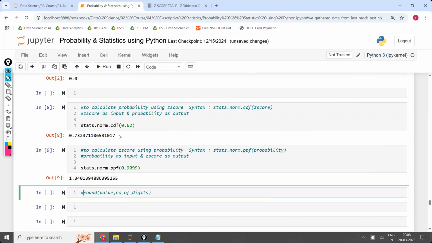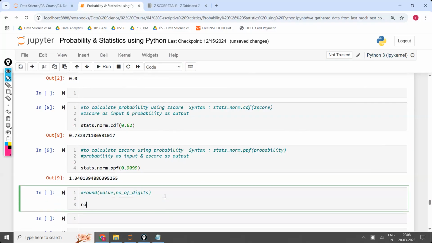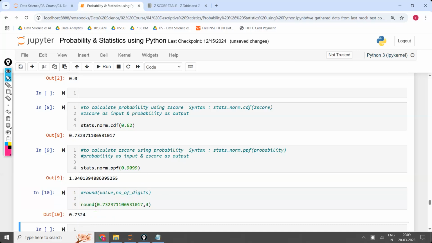For example, I want the round of this entire number. Up to how many digits do I want? Comma, how many digits? Say I want up to 4 decimals, I'm writing comma 4. For example, I want 2 decimals, I'll write 2. If I want up to 1 decimal, 1. However many decimals you want, you have to write here, the value along with the number of decimals.